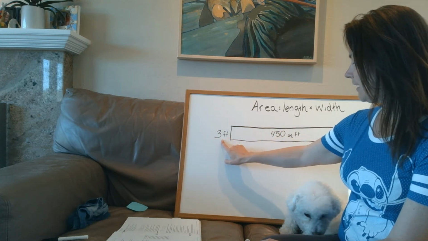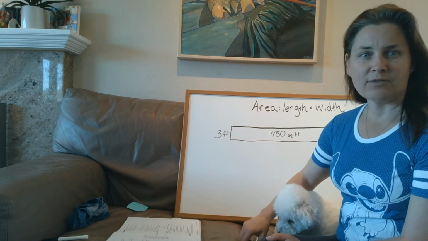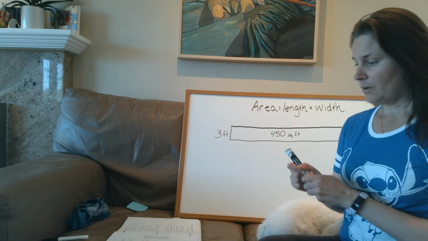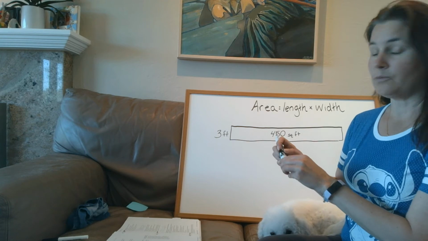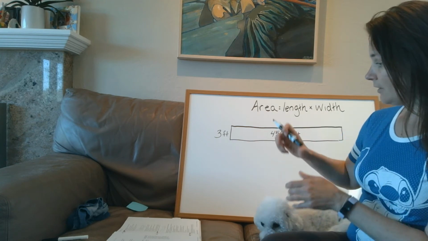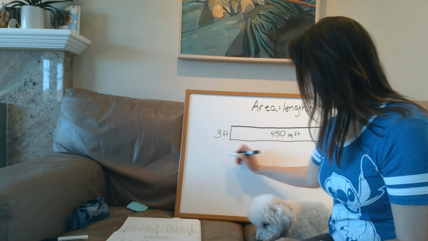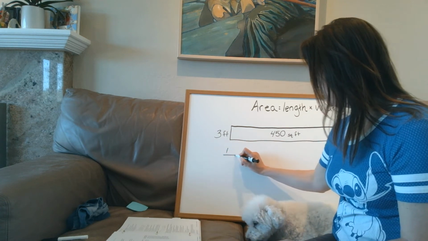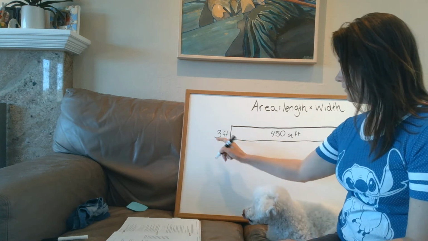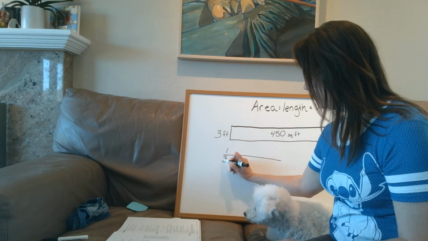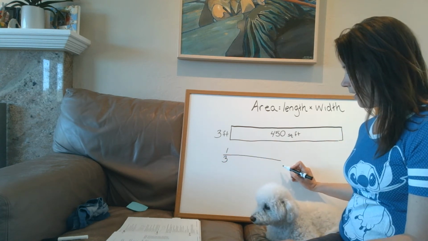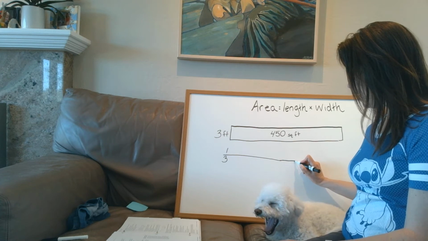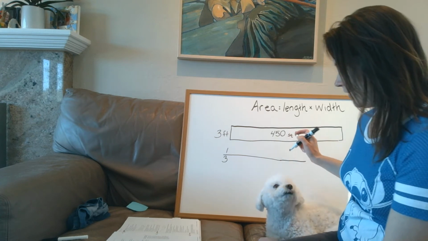450 divided by 3. Now there's lots of different ways to do this. One way that we've been talking about is the ratio table. So we're going to go this way this time. For every 1, there's 3. And our number that we want to get to is 450.